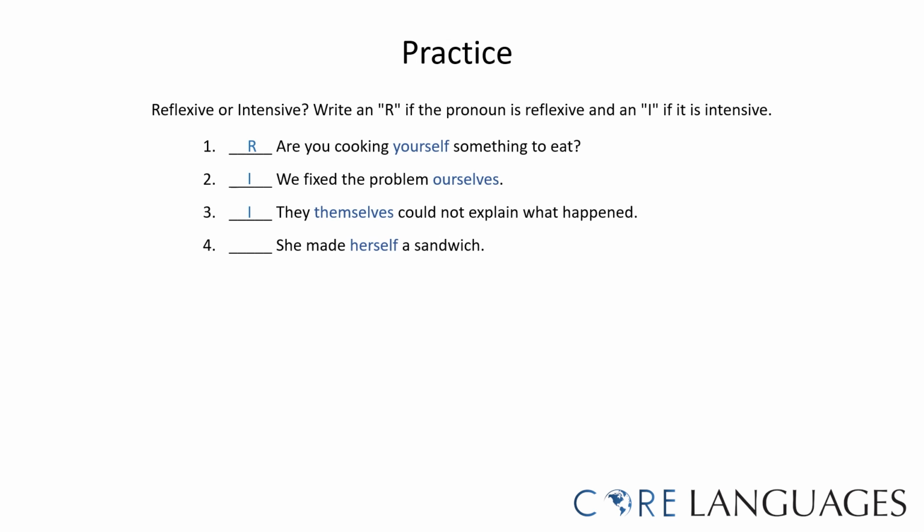She made herself a sandwich. This sentence uses a reflexive pronoun. She is the subject and herself is the object of the sentence. I am treating myself to an ice cream cone. This sentence uses a reflexive pronoun. I is the subject of the sentence and myself is the object of the sentence.